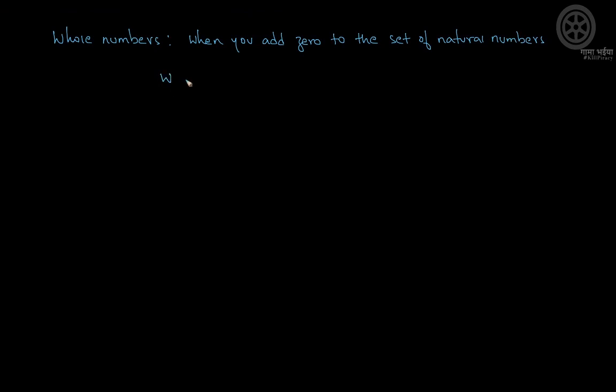Next concept is whole numbers. Now we will discuss what whole numbers are. When you add 0 to the set of natural numbers, then those numbers are called whole numbers. That's all, very simple, right? It is denoted as W. So when you add 0 to the natural numbers, it is called the whole numbers.